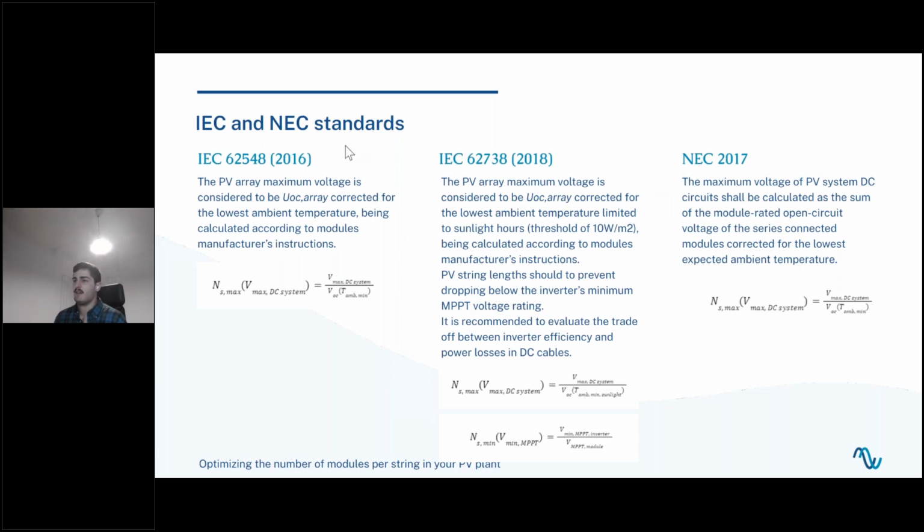From the IEC, we have two, one which is from 2016 and the other one which is from 2018. If we go to the older one, we will see that they suggest that when calculating the number of modules that can be connected to build one string, we must consider that each of these modules that compose one string is working at the open circuit voltage being corrected with the lowest ambient temperature. So it's like the most restrictive one because they are considering the highest voltage of the module and also that it's working at the lowest ambient temperature.